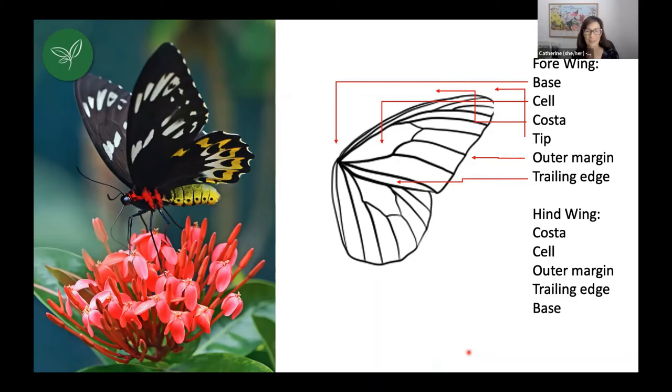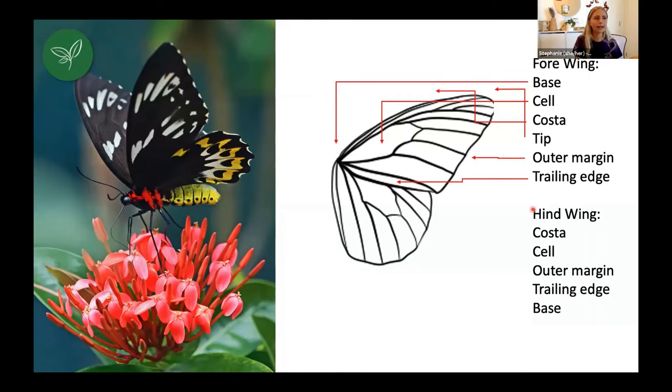Wonderful. Thank you so much, Catherine. I'm glad that everybody's following along because there are so many arrows on here, and there are going to be more arrows in a second. For the longest time, I was reading my field guide and it would mention something like outer margin or trailing edge, and I'd be like, I have no idea what this is talking about. There's yellow spots on the outer margin and the trailing edge has black lines. I was lost. So it's important that you pick a field guide that explains that.